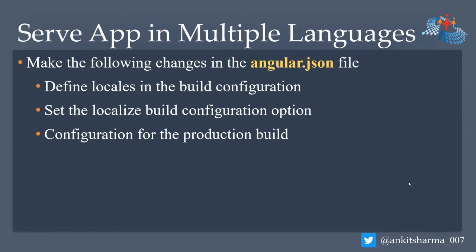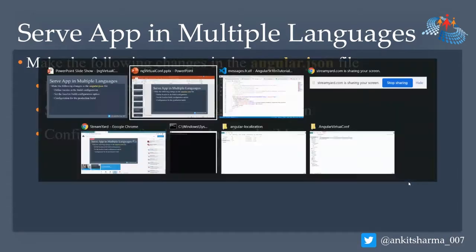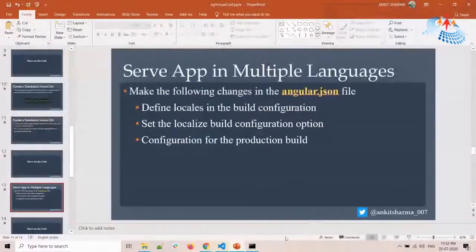First, we have to define the locales in the build configuration. What do we mean by define the locales? It means we have to define whatever languages we are going to support for our application. Second, we have to set the localized build in our configuration option. And third, we have to make some changes for the production build. So what are the changes? Let's see that in action.